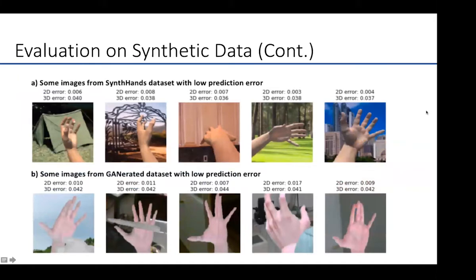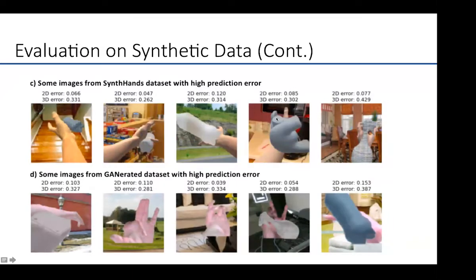Here are examples of predictions. These are synthetic hands from the datasets 1 and 2, and for these hands the model worked fine. Prediction error is very low. All the key points are visible. Hand pose is very good and natural.